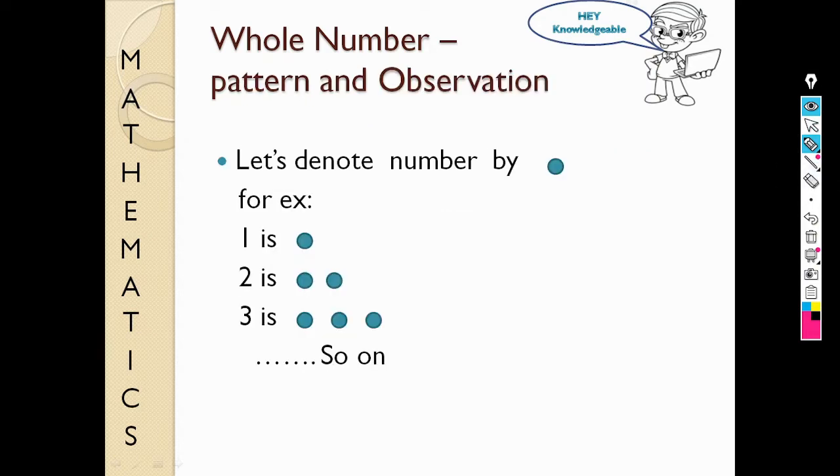So let's try to understand some pattern in the whole number. For that, we'll try to denote the number with the dots. So 1 is denoted by a single dot, 2 is denoted by 2 dots, 3 is denoted by 3 dots, and so on.